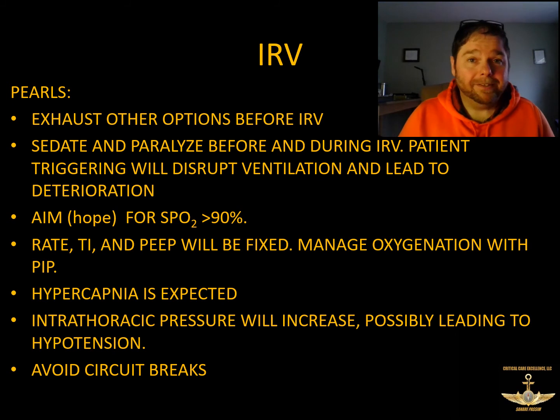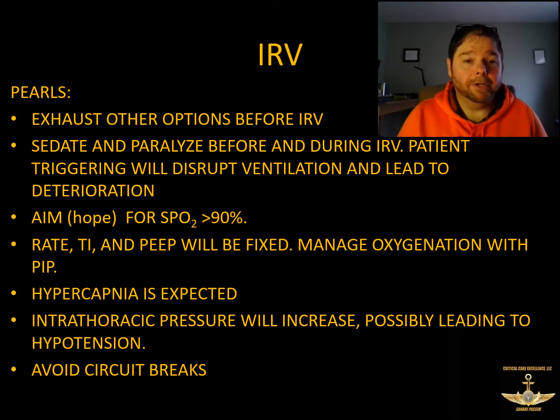Keep in mind your settings for this, particularly your rate, your inspiratory time, and your PEEP, are going to be fixed. So you're not going to change those things. The things we may have done in the past to further help our oxygenation situation, we've done all we can with those by switching to IRV. So you're going to manage your oxygenation now with your peak inspiratory pressure. And again, keeping your new target, your new expectation in mind, adjust your peak pressure upward, usually by 1 at a time, to try to increase your oxygenation.